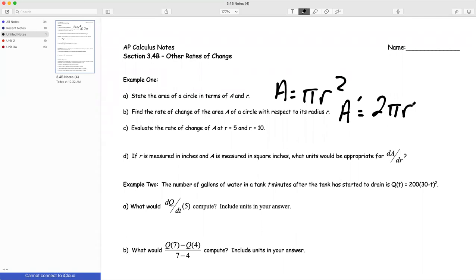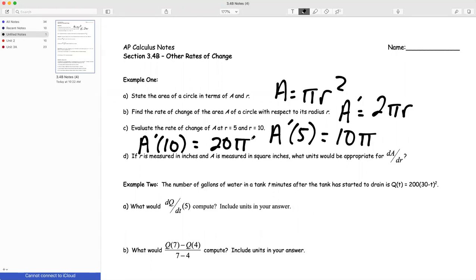And part C says, evaluate the rate of change of A at r equal to 5 and r equal to 10. So I want A prime of 5. So I am going to take 5 and plug it into my derivative here. So that would give me 10 pi. And then they also asked me for A prime of 10. So I'm going to take 10 and plug it in and get 20 pi.